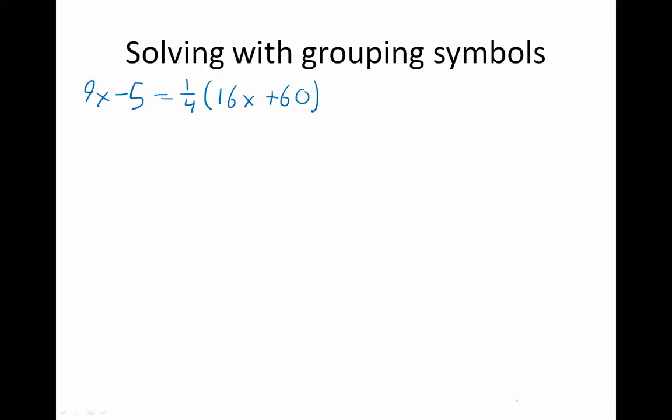Solving with grouping symbols. We're going to combine what we did in the last lesson, 2.4, with what we just started here. Notice that I have this 1/4 outside of the parentheses, which tells me that the first thing I need to do before I can move any variable terms around is to distribute the 1/4. So that gives me 9x minus 5 equals 4x, right? 1/4 times 16 is 4x. 1/4 times 60 is 15, right?